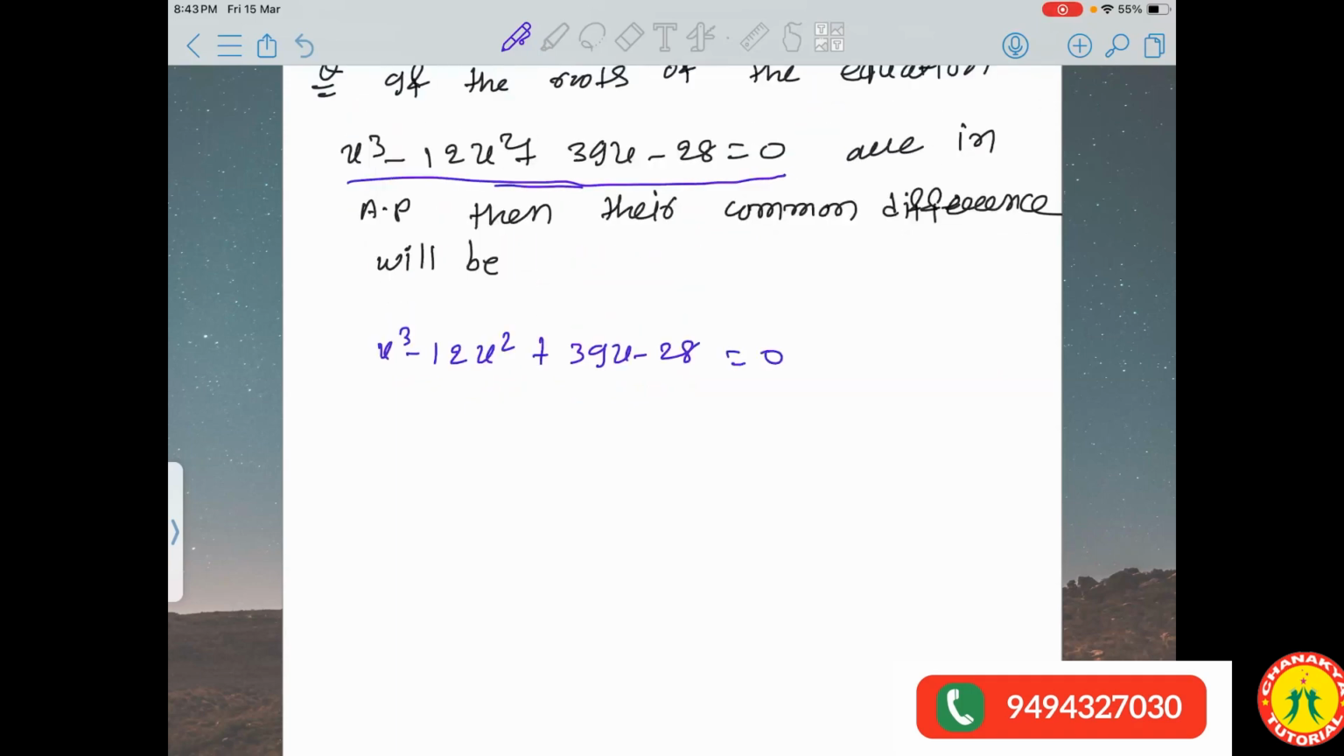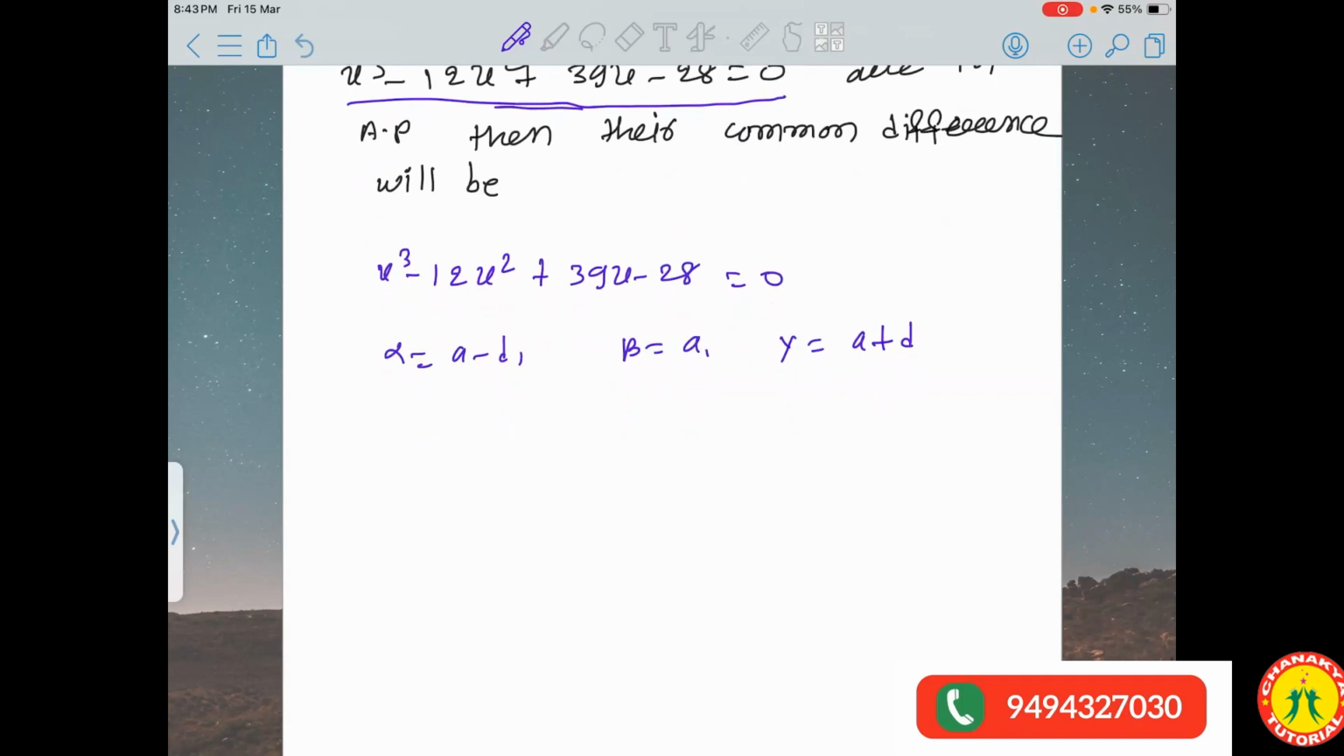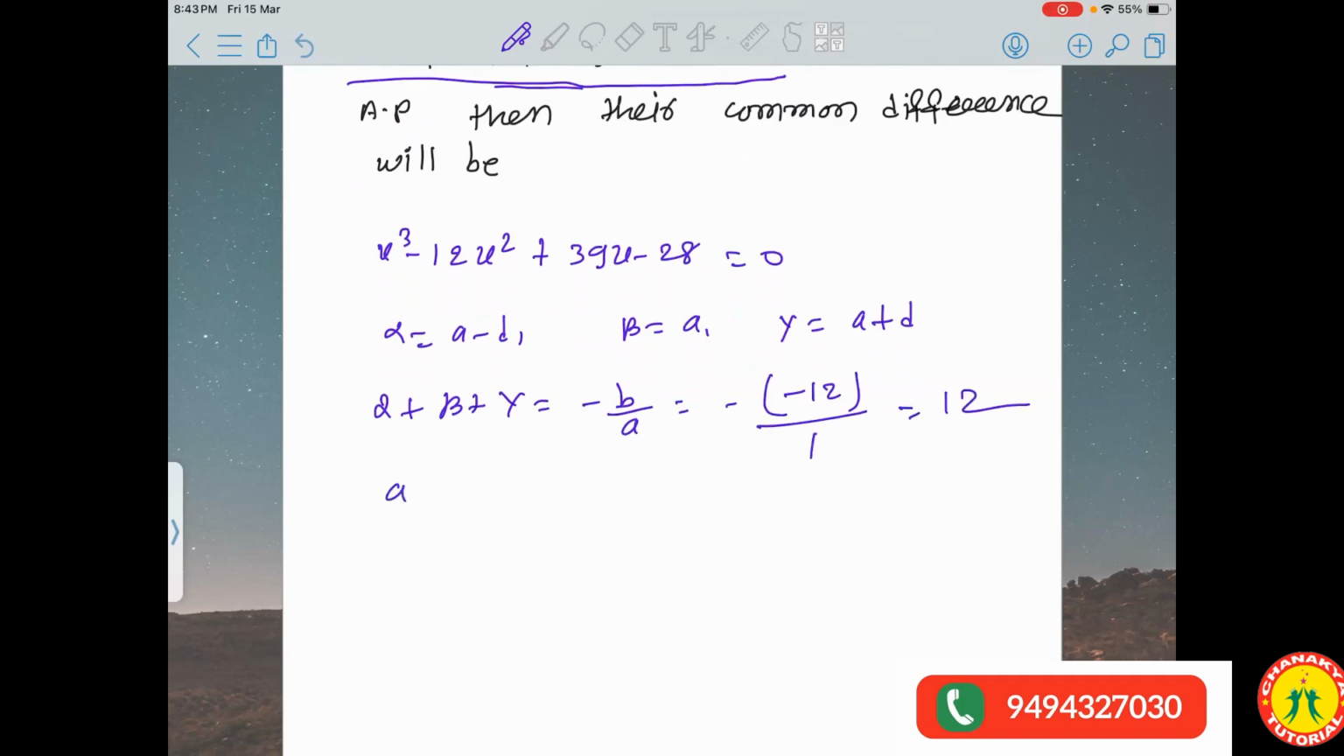Yeah, well, we can assume alpha is equal to a minus d, beta is equal to a, and gamma is equal to a plus d, and solve it. Use alpha plus beta plus gamma is equal to minus b by a. So b is minus 12, a is 1, so 12. a minus d plus a plus a plus d is equal to 12. So 3a is equal to 12. So a is equal to 4, right?